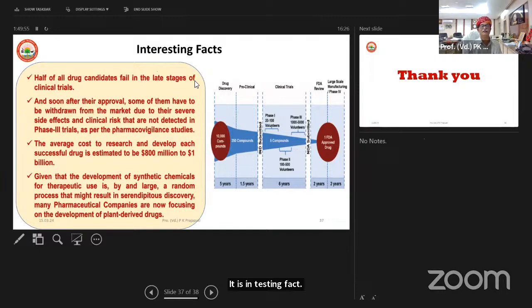On the basis of that, it is an interesting fact that half of all drug candidates fail in the late stage of clinical trials. So many people come with R&D facilities and new drug developments, but 50% of the drugs fail in the clinical trials. It is recorded everywhere. If you go to CDRI or other very big institutes, you find the same results. Soon after approval, some of them have to be withdrawn from the market due to severe side effects and clinical risks that were not detected in the phase 3 trial, as per pharmacovigilance studies.